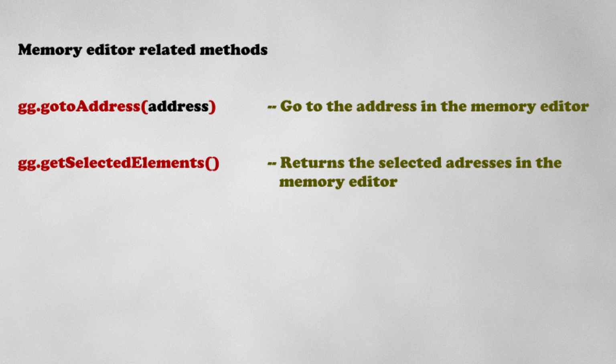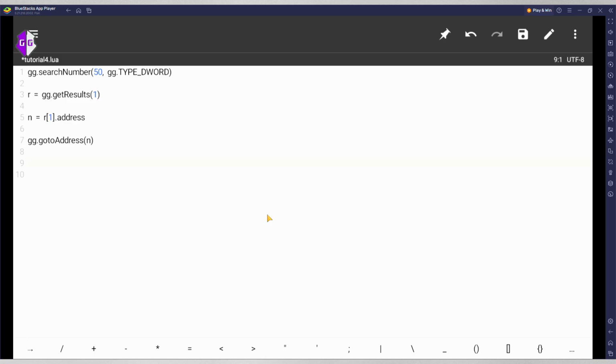Memory editor related methods. gg.gotoAddress, address, go to the address in the memory editor. gg.getSelectedElements, returns the selected addresses in the memory editor. We already see how to use GoToAddress. Now, this time, let's focus on getSelectedElements.